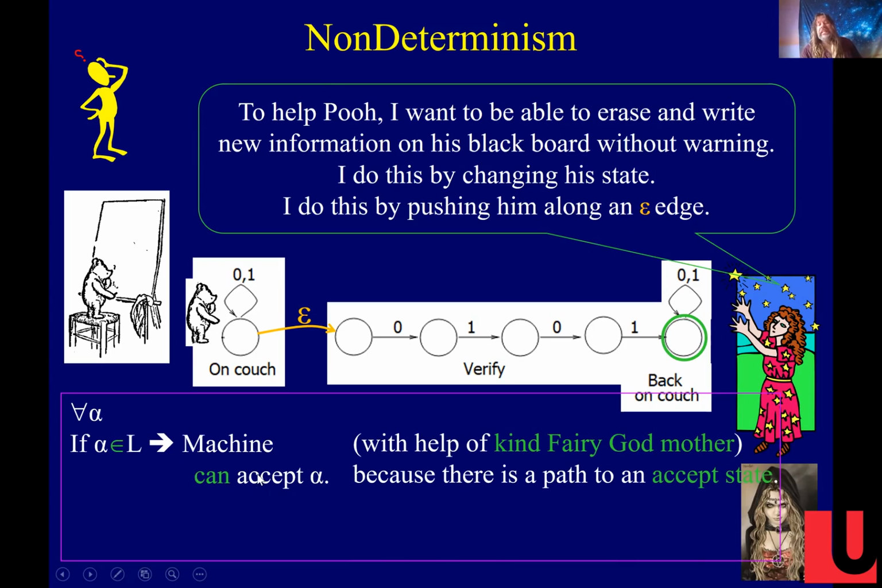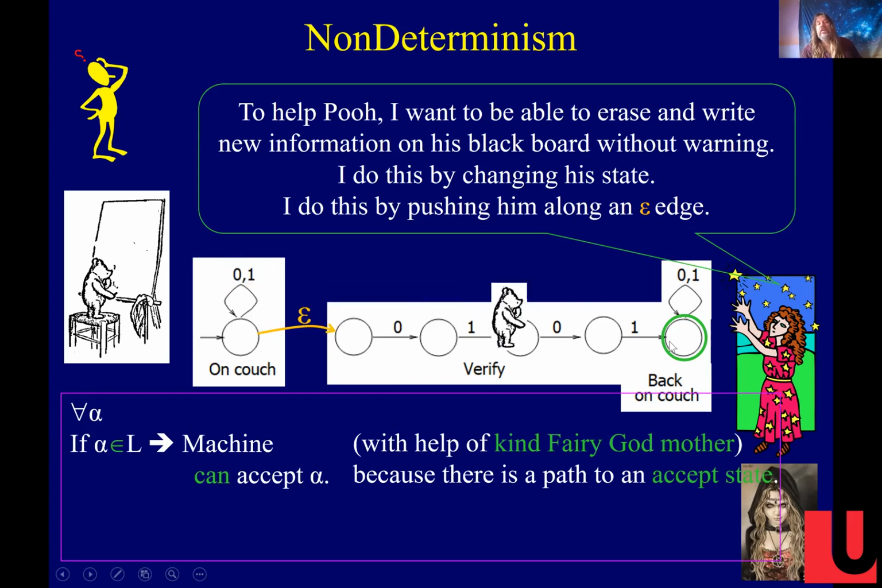That's how he can accept, because in order to accept, he needs to follow a path. There could be many paths, but he needs to follow one that gets to the accept state. There could be paths to reject states and paths that do lots of weird things, but there just needs to be at least one path to an accept state. And then the fairy godmother can show him how to get there. Does that make sense?